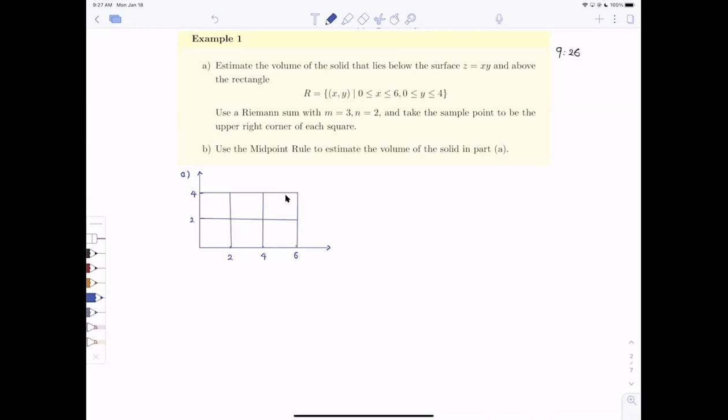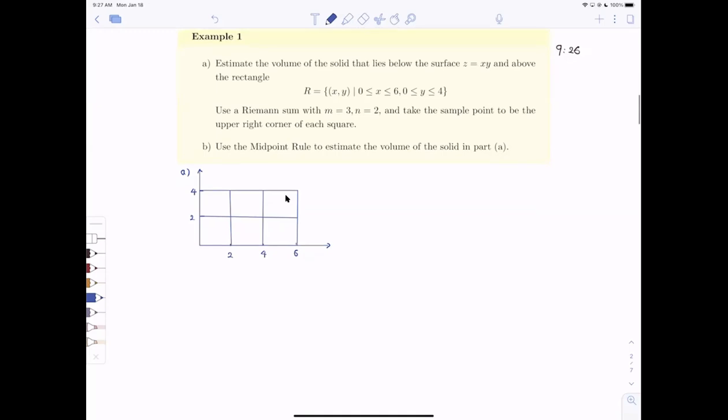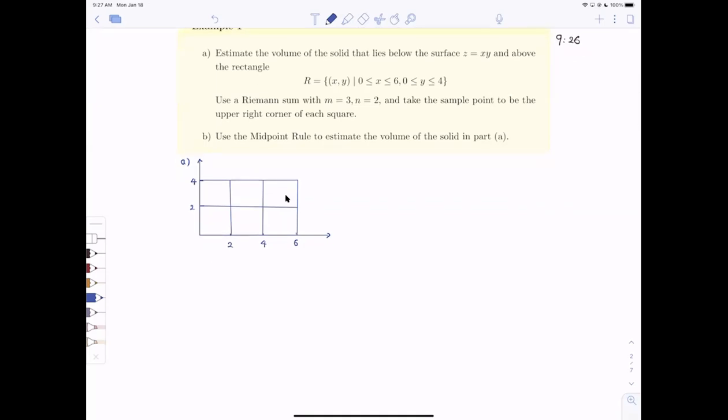Okay, it does not look like a square, but just bear with my drawing. Alright, now we need the area of each square. So for our f(x,y) is xy, which is our z here. And then the area of each square is 2 times 2 equals 4. So you're looking at each of those squares, okay? And now let's just compute it.